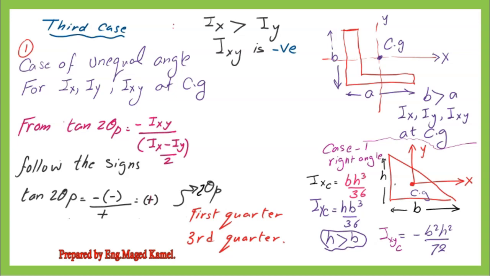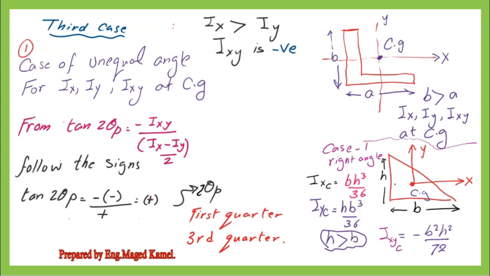We will start our discussion about the third case of Mohr's circle of inertia, where Ix is bigger than Iy and Ixy is negative. What are the shapes that fulfill these two requirements? The first case is the case of unequal angle, with the longer leg at the left and the shorter leg at the base. Ix, Iy, and the product of inertia Ixy are about its CG.